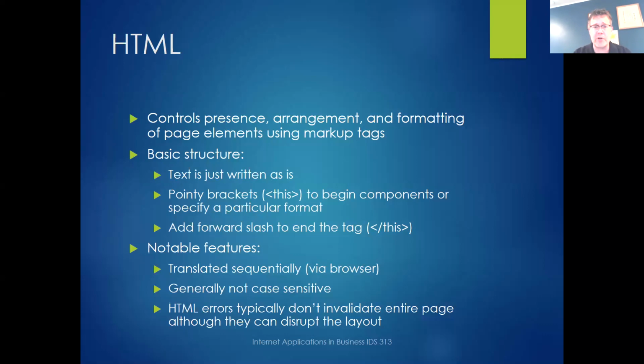So basic structure, basic format for HTML. Any text that's going to be displayed as text is just written as is. You have pointy brackets, like we've seen, to begin components or specify a particular format, and then a / to end one of those tags. So key features of HTML, number one, it's translated sequentially. So your browser starts with the start of the document and reads all the way through it from beginning to end. So there's no branching off like you see in many other types of coding.